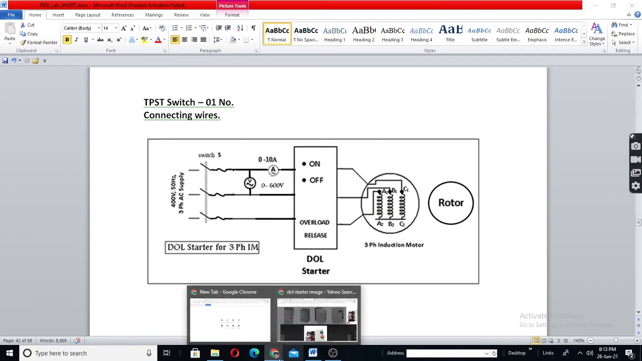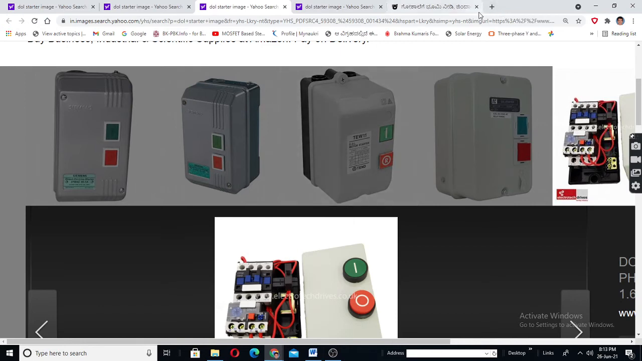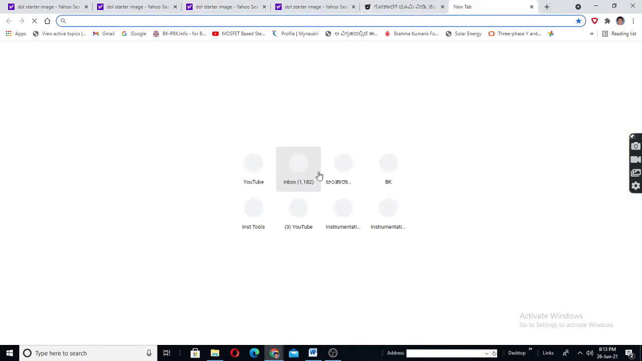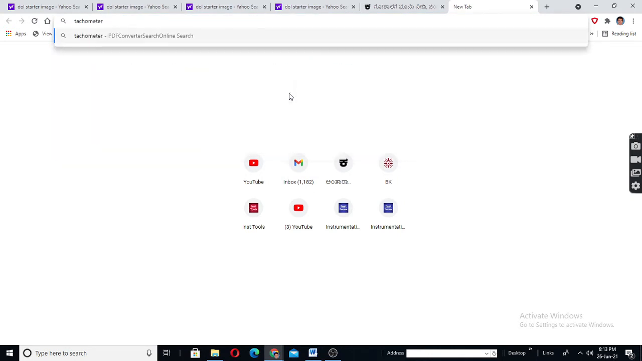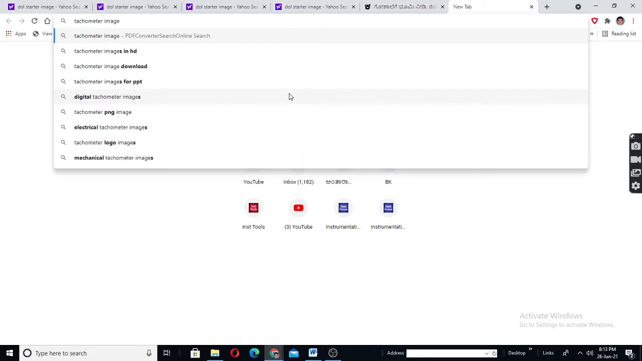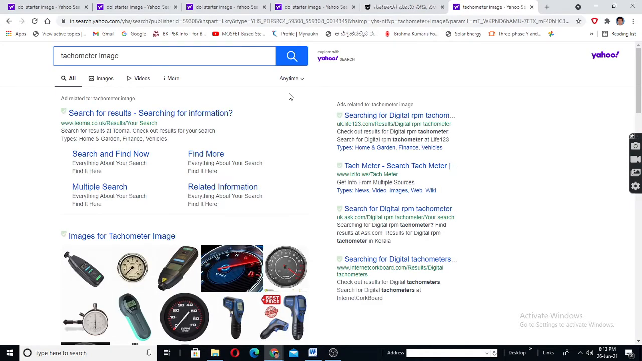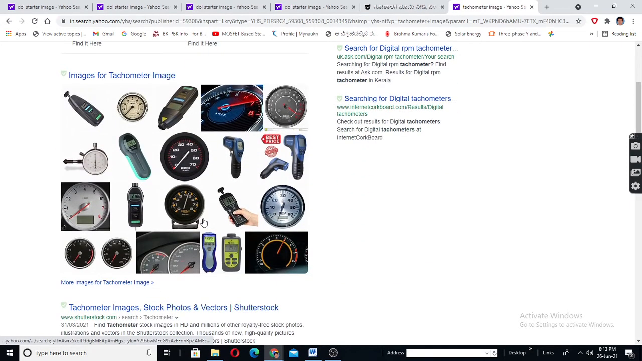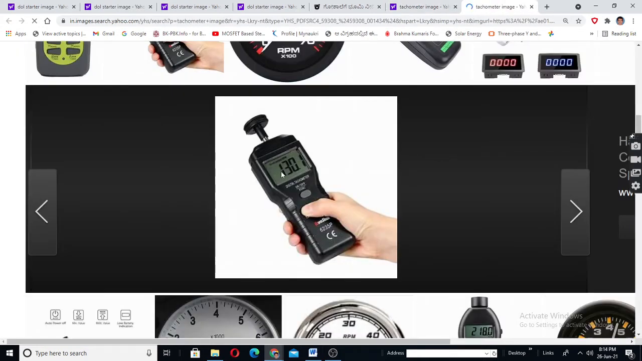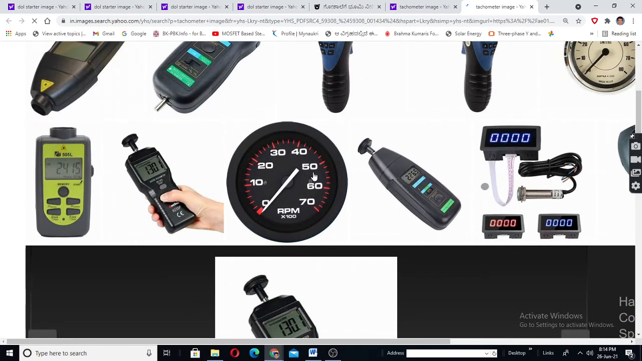Tachometer will look like this. A tachometer is nothing but a speed measuring instrument, for rotational speed. Different types are there: analog, digital, optical, many things. So this is like a tachometer. You will attach the tachometer to the motor shaft.